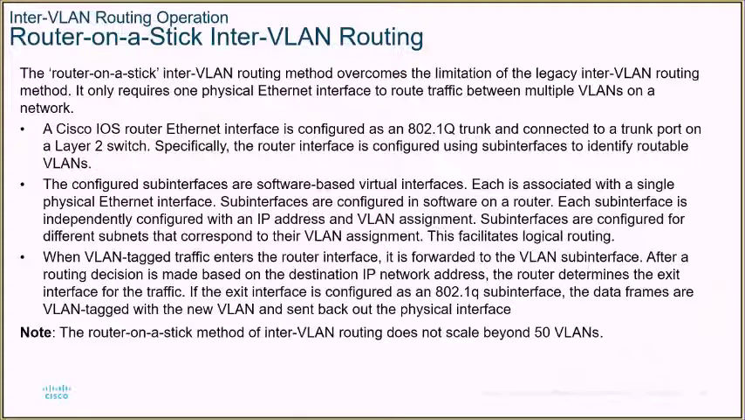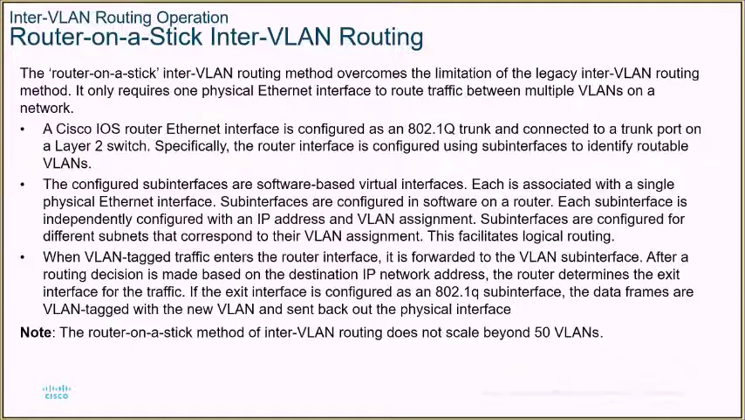Sub-interfaces are configured in software on a router. Each sub-interface is independently configured with an IP address and VLAN assignment. Sub-interfaces are configured for different subnets that correspond to the VLAN assignment. This facilitates the logical routing. So the router treats each of those sub-interfaces as being separate subnets, and so you can route traffic between the different subnets.